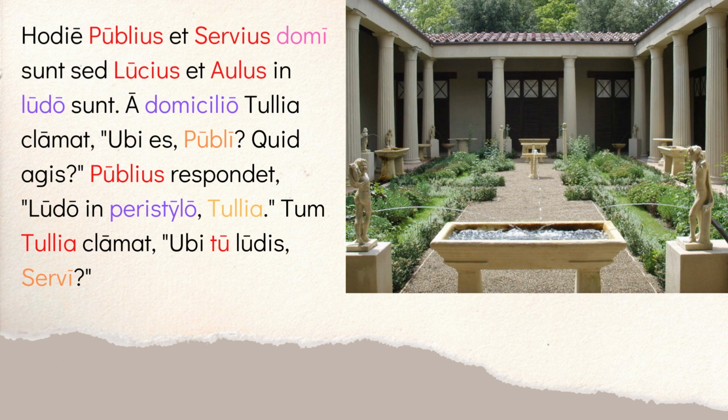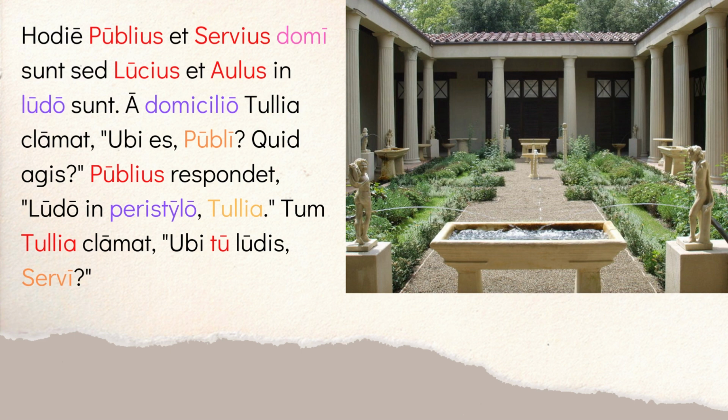And she shouts, ubi es, Publi, right? Where are you? So es means you are. So ubi es means where are you, right? Publi is the vocative, Publius, right? So she's calling one of the boys who's at home. Where are you, Publius? Quid agis? What are you doing, right? Publius respondet. So Publius responds, and he says, ludo in peristylo, Tullia. So ludo, I am playing in peristylo, in the peristyle, Tullia. Kind of weird that he's calling the mom by her name, but that's fine, right? So he says, hey, Tullia, right? Hey, mom, I'm playing in the peristyle.